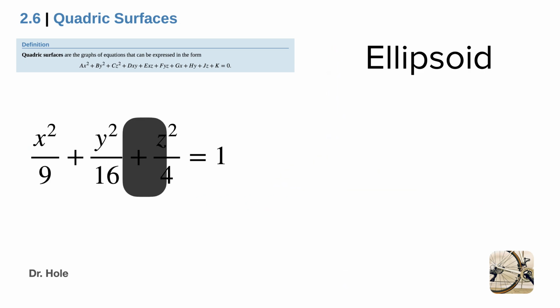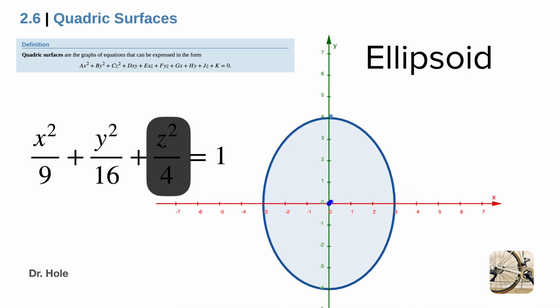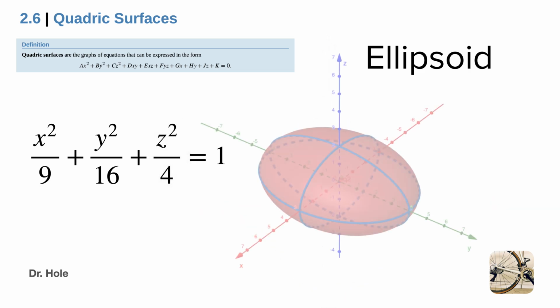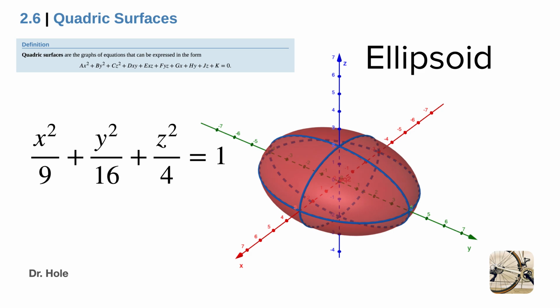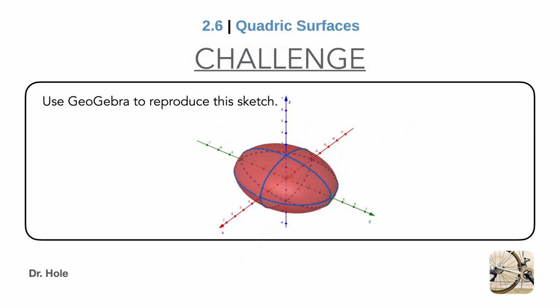And one more. Here is the trace of this ellipsoid in the xy plane, namely z is 0. Good. Have GeoGebra sketch the ellipsoid. And here I've done it such that the 3 traces are also included to give this shape. Excellent.